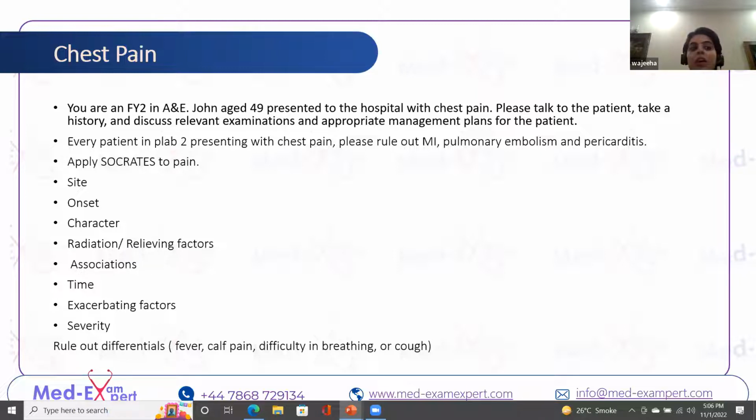For example, the chest pain station is categorized as a history-taking station. Remember, even the GMC knows that an 8 minute consultation is inhuman. A normal consultation in the UK lasts approximately 15 to 20 minutes. But these 8 minutes are very critical for you. It's very important for you to ask the important things.